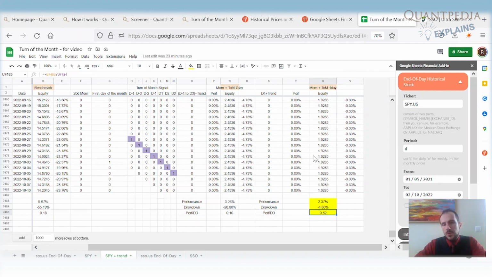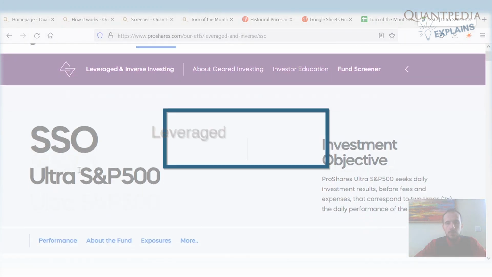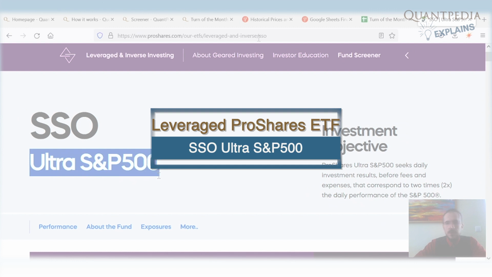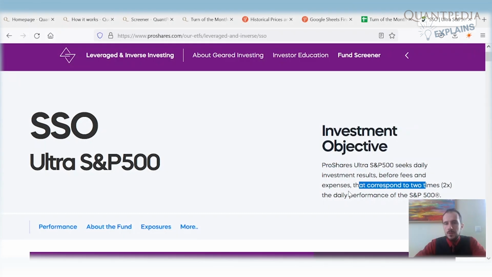When we want to apply the leverage, there are multiple ways how we can do it. The easiest one is to use the Ultra S&P 500 ETF. SSO ETF seeks daily investment returns, before fees and expenses, that correspond to 2 times the daily performance of the S&P 500. So that's the easiest way how to do it. Instead of buying SPY ETF for the first day of the month, we will just buy SSO ETF, which will give us 200% allocation to S&P 500.